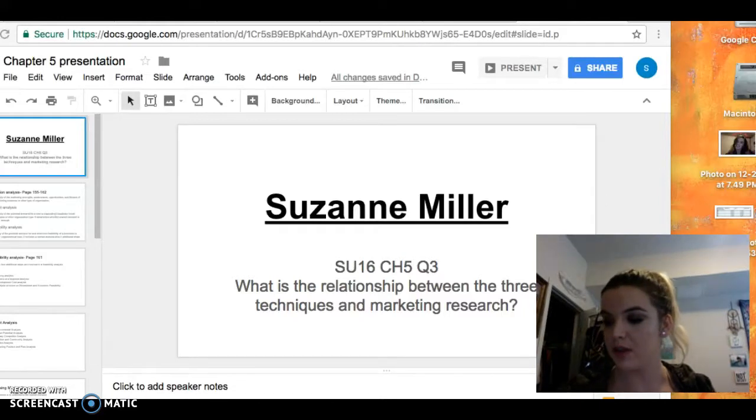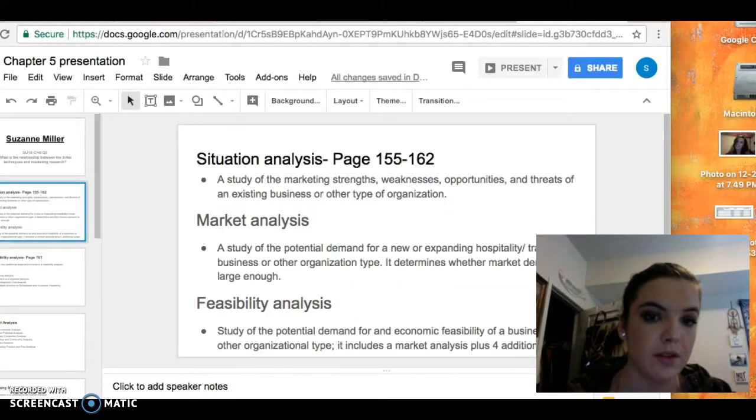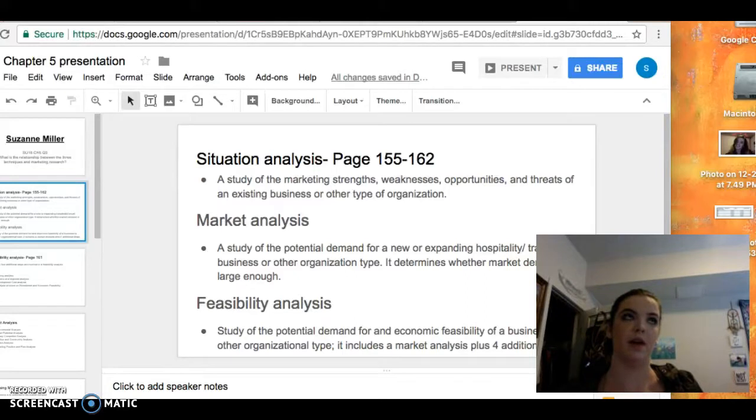First I'm going to start with page 134. It has the definitions for analysis for success. It starts with the definitions for situation analysis, market analysis, and feasibility analysis. I also found the definitions on pages 155 to 166, which has a chart. If you're like me, a visual learner, you might want to take a look at that.